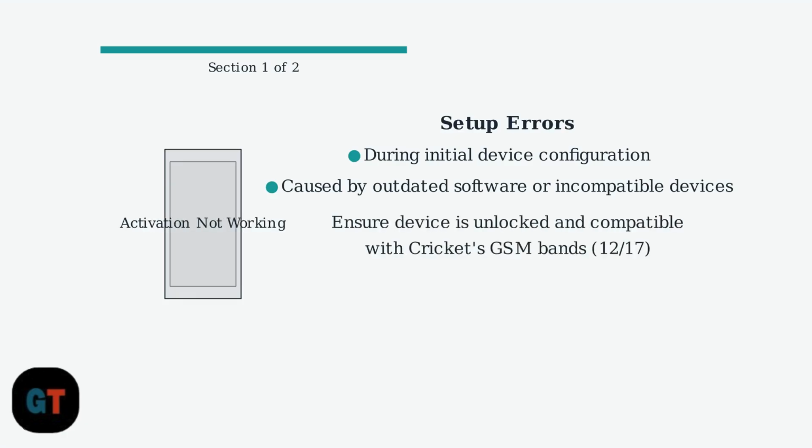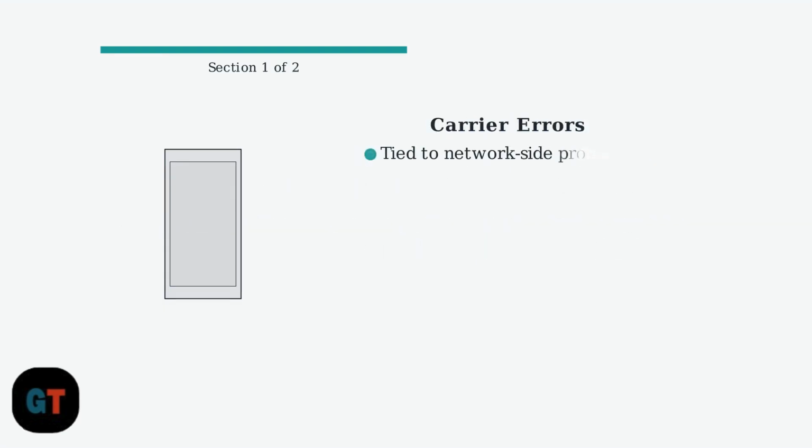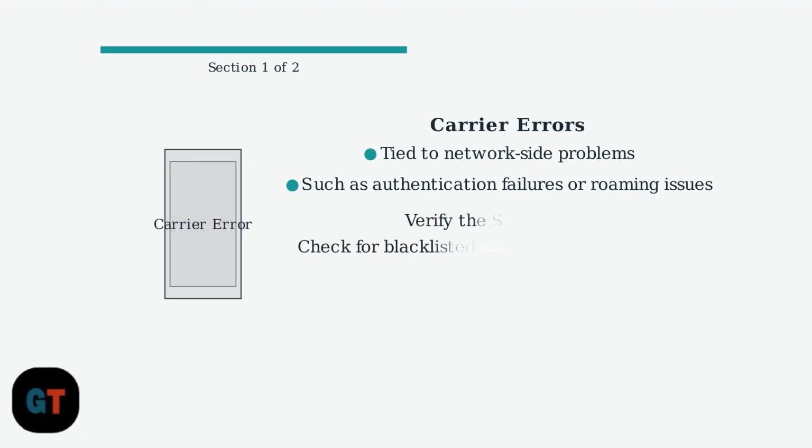Ensure the device is unlocked and compatible with Cricket's GSM bands, specifically bands 12 and 17. Carrier errors are tied to network-side problems, such as authentication failures or roaming issues. It is key to verify the SIM's validity and check for blacklisted devices using Cricket's IMEI checker tool. By understanding these errors, you are one step closer to solving your issue.